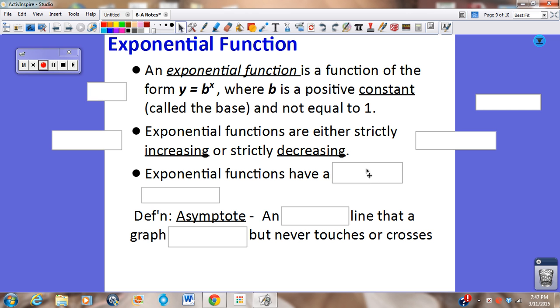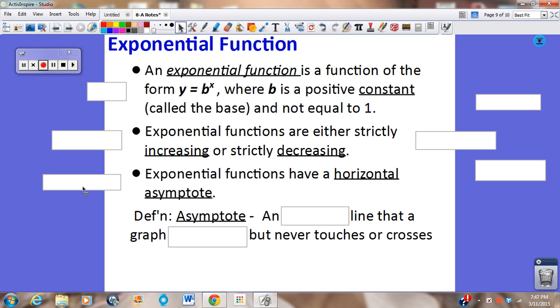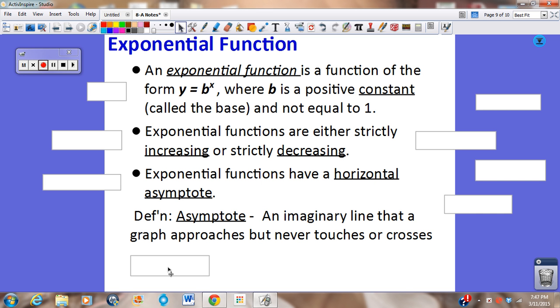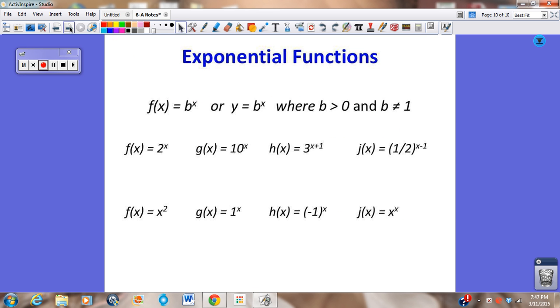Exponential functions have a horizontal asymptote, and if you don't know what that means, that is an imaginary line that a graph approaches but never touches. We saw that in that previous one where the line was sloping down toward the x-axis but not actually crossing it. Okay? And so then here what we're looking at is examples of exponential functions.